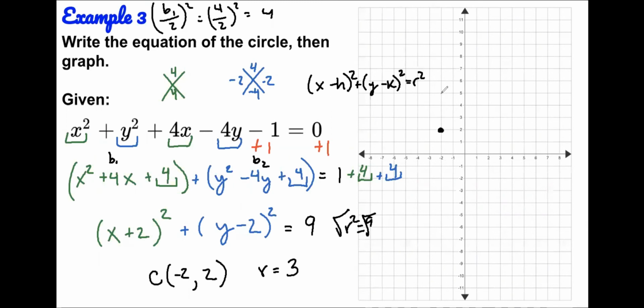So 1, 2, 3. 1, 2, 3. You guys know how to draw a circle. I'm freehanding it here. Very beautiful. But it's there. That's my circle. The radius of 3. My center at negative 2, positive 2.